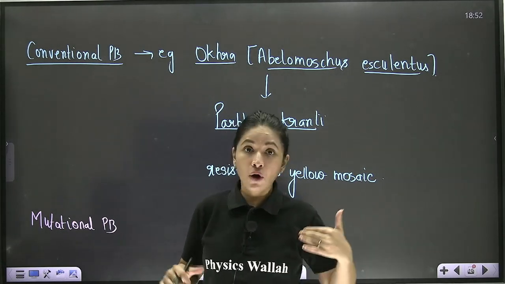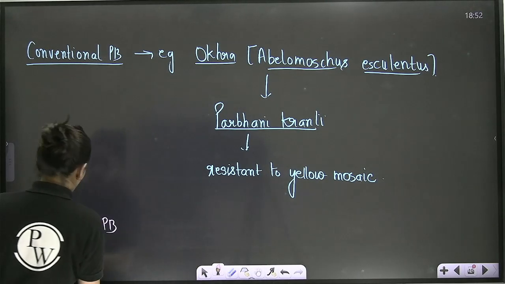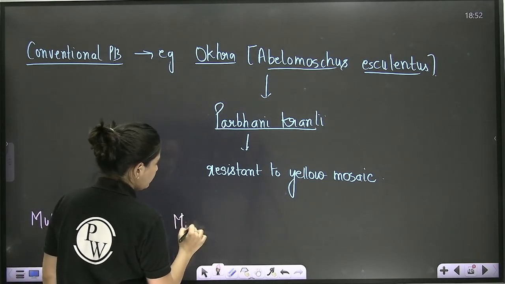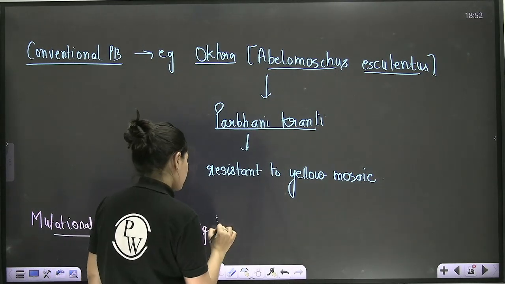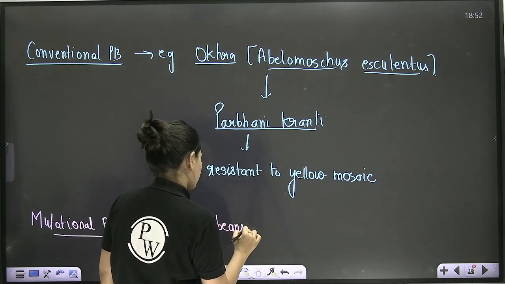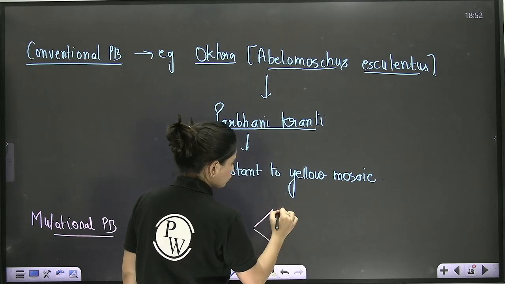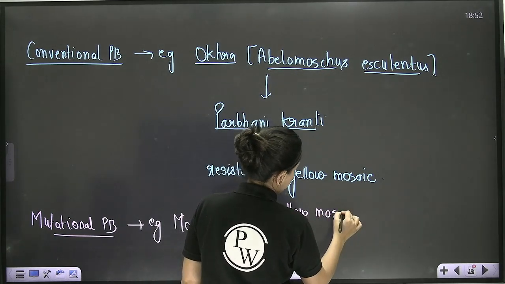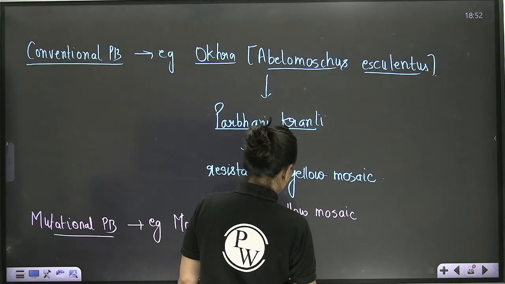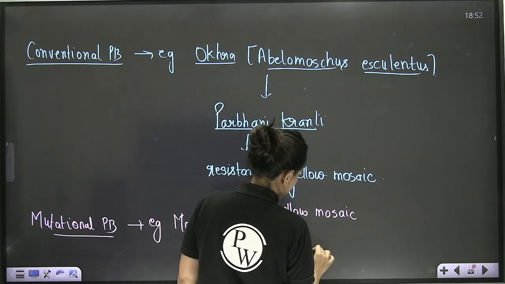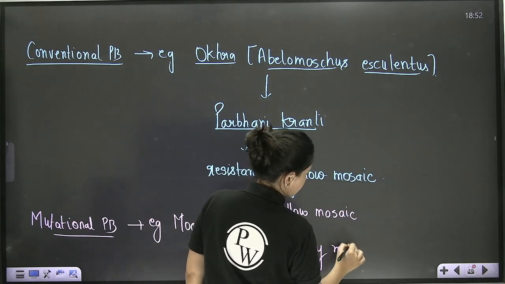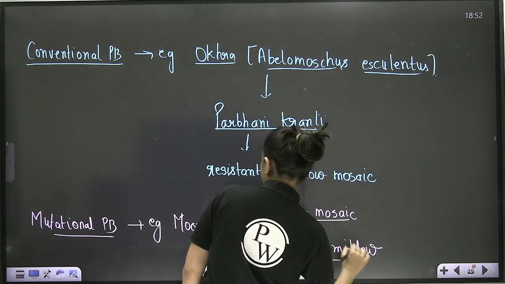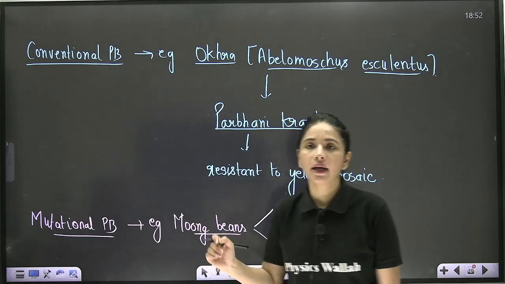Right? So, for the mutational plant breeding concept, the best example that I can recall is of mung beans, which are made resistant to two diseases. One is yellow mosaic itself, and second is powdery mildew, which is a fungal disease, right? So you have to remember these two examples, very, very important.